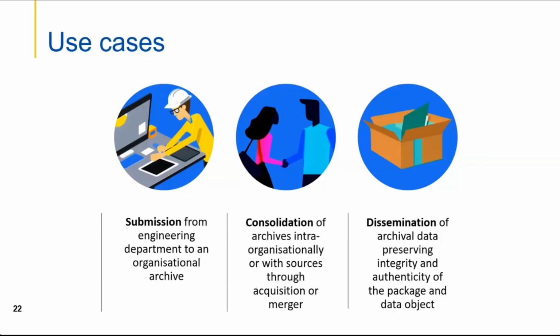So use cases, three main use cases. We've got the submission of product model data from engineering to an organizational archive. Interesting to note that the main use case for product model data archiving is actually in a commercial or public sector environment during the design of a product. So we're actually talking about archiving data at the point of its creation. So for example, when aircraft are being designed, when the design is finalized and frozen, the information will be submitted into an organizational archive, which could well be a private commercial archive.